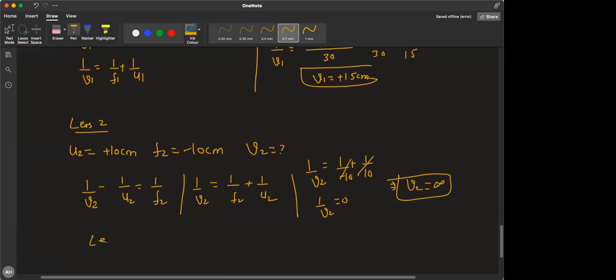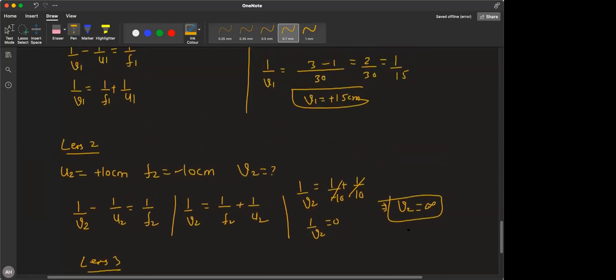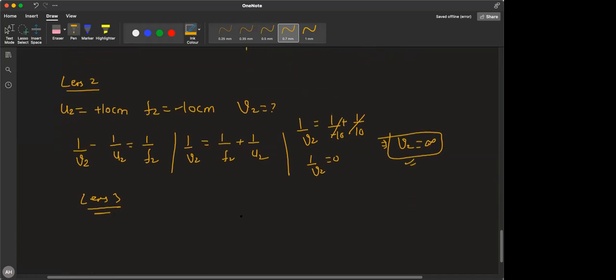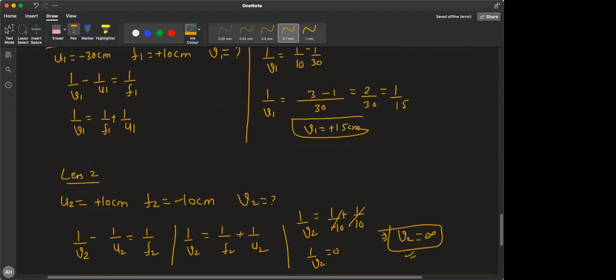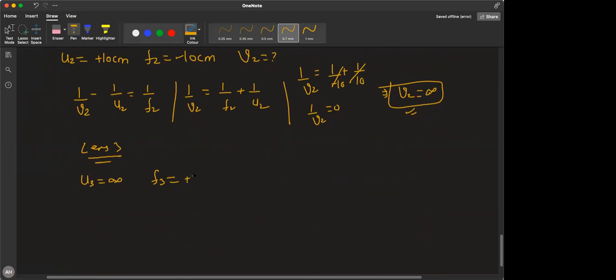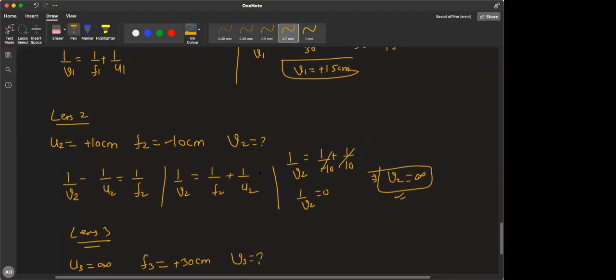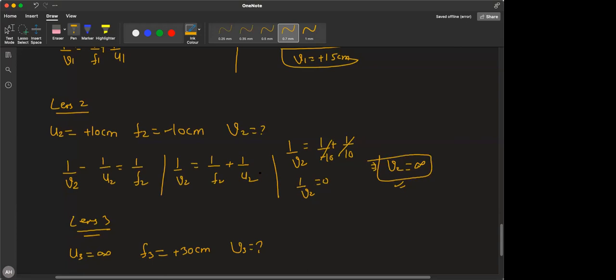Let's do it for the third lens. See, for the third lens, the image of the second lens is the object for the third lens. So for the third lens, your object distance is at infinity. U3 is infinity. F3 is given. How much is F3? F3 is 30 centimeter. Get the value of V3.